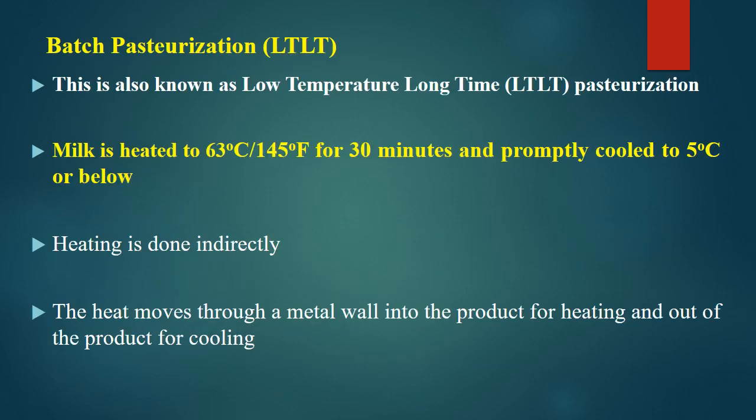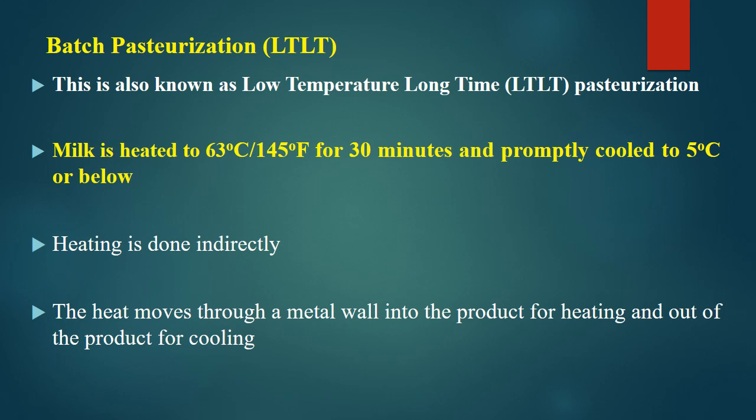Now we will discuss LTLT, that is the low temperature long time method of pasteurization, which is also called batch pasteurization. This is suitable for small scale operation, even in industry. Here milk is heated at 63 degrees Celsius for 30 minutes and then promptly cooled down to 5 degrees Celsius or below. Here the heating happens indirectly. The heat moves through the metal wall into the product, and during cooling it comes out from the product.